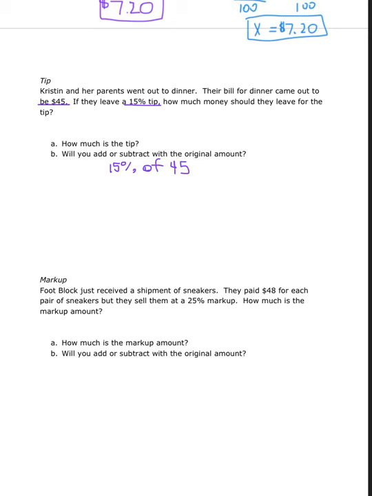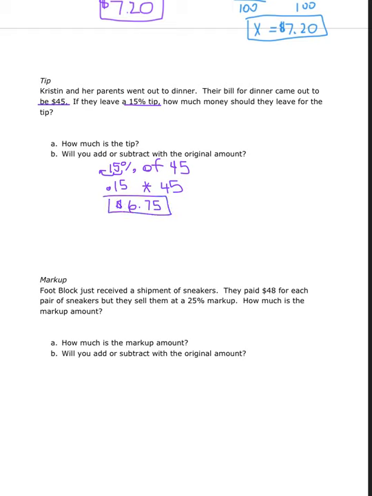I will change the 15% to a decimal, move my decimal 2 places to the left, so that's going to turn into 0.15. Of is going to become multiply. And so 0.15 times 45 will equal $6.75. So $6.75 is what they're going to leave for the tip.